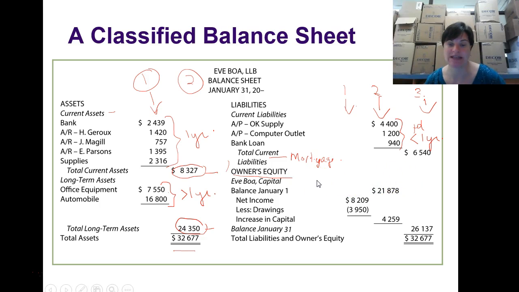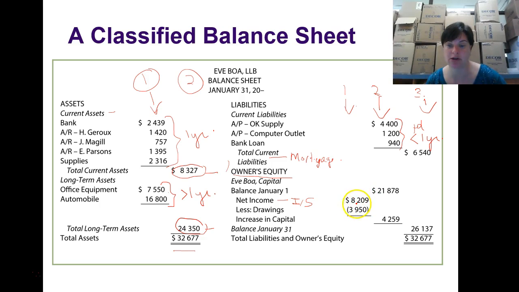So in the owner's equity section, we have our opening balance and the opening balance of the capital account. So now we've got two titles. We've got owner's equity, and then we have Eve Boa Capital. And below that, we write down the balance at the beginning of the period. In this case here, it's January 1. And so on January 1, the balance is $21,878. And throughout the period, this comes from the income statement. So this value comes from the income statement, and we know that the net income is $8,209.